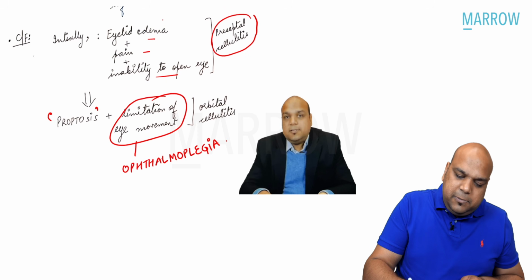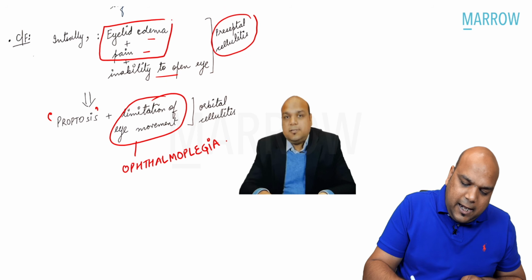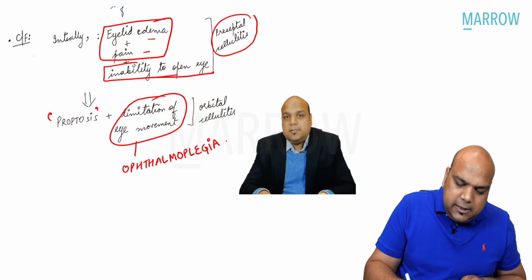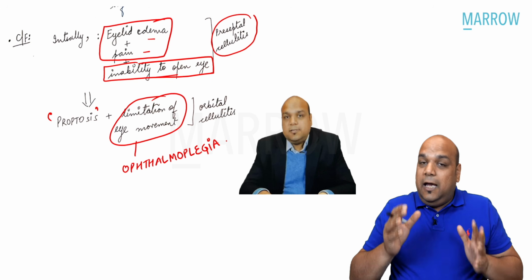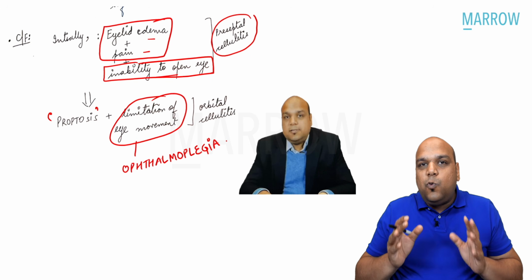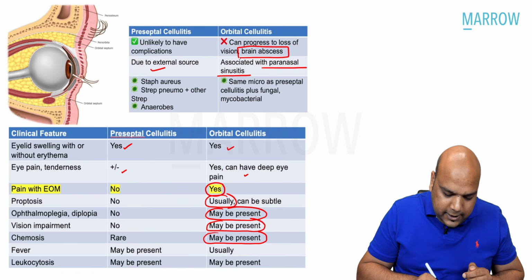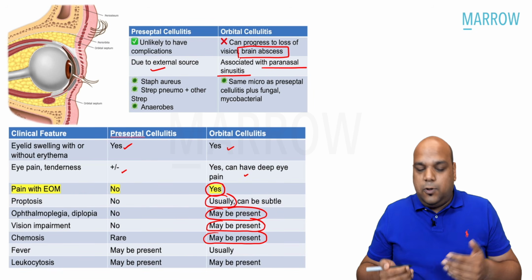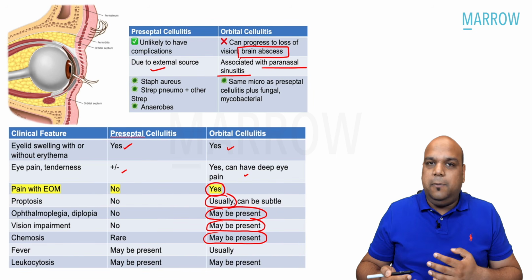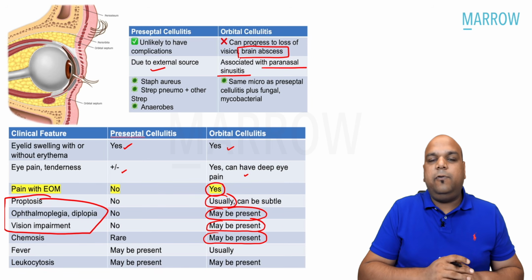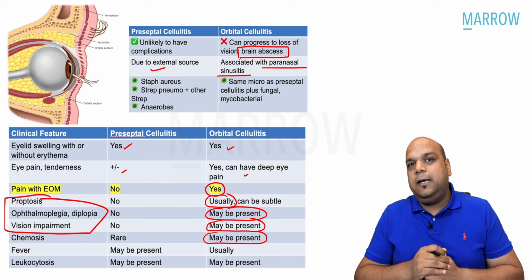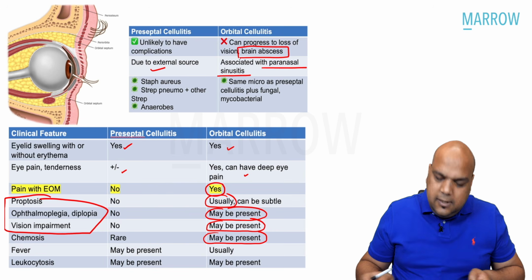If it is preseptal, there will only be eyelid edema and pain, and due to edema, there will be inability to open the eye. Apart from that, if there is anything else, all that points towards orbital cellulitis. And when we say anything else, it is proptosis, ophthalmoplegia, and vision impairment. These are the three main things. I hope we are clear about the differentiation between orbital cellulitis and preseptal cellulitis.